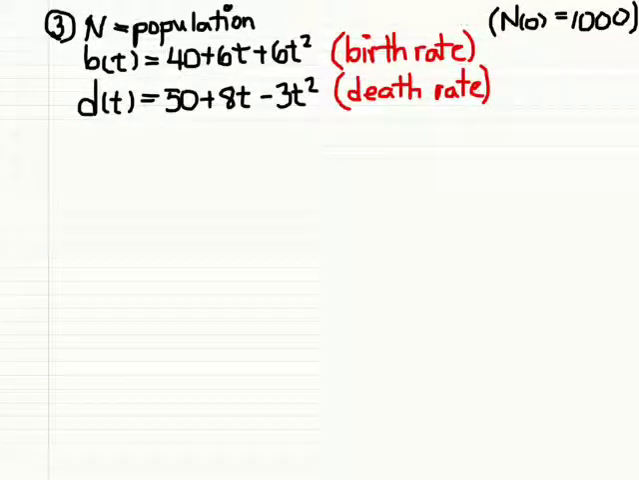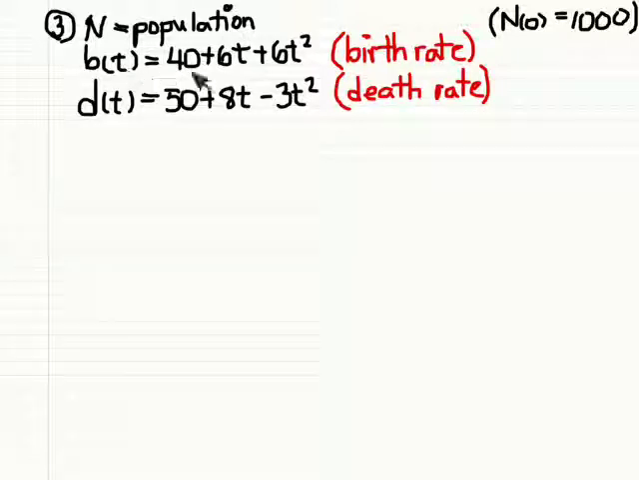Problem 3 on the homework gave us a problem about a population. So n is the variable that represents our population. We're told at time 0 that population is 1,000. Similarly, we're also given information about birth rates and death rates.